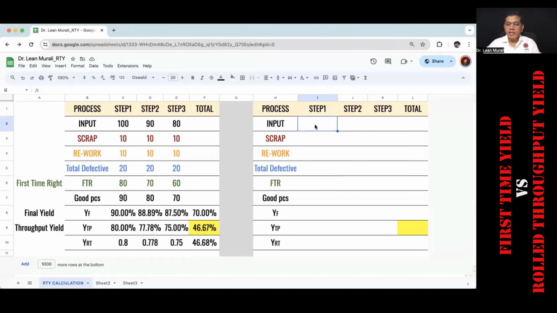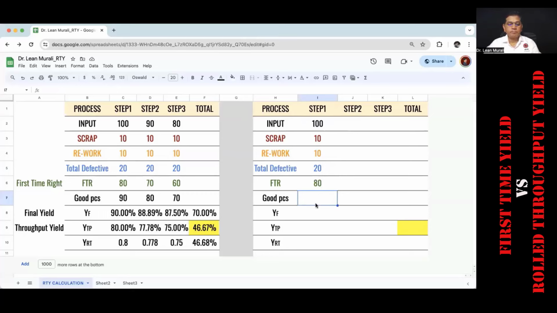Now, if my input is 100, 10 is scrap and 10 is rework, total defective is how much? This plus this is the total defective. If this is clear, type clear in the chat box. Total defective is so much. 20 are defective. If 20 are defective, the first time right is 100 minus 20, 80 pieces is first time right. If this is clear, type clear in the chat box. 80 pieces is first time right.